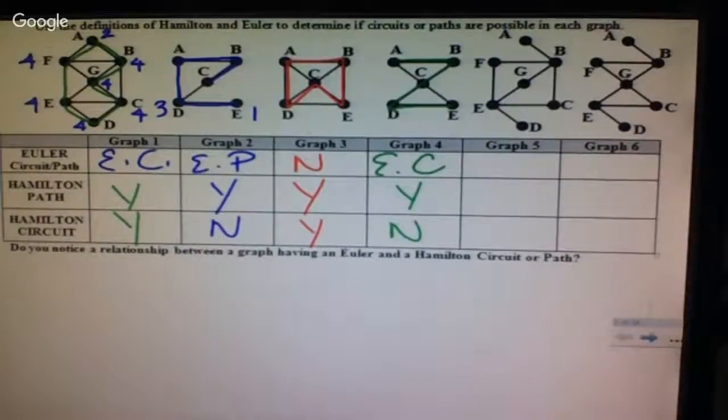Graph number 5. Euler circuit, path, or neither? You said neither? This one should be an Euler path. Everything's even except for D and A. Okay. Everything's even except for D and A.